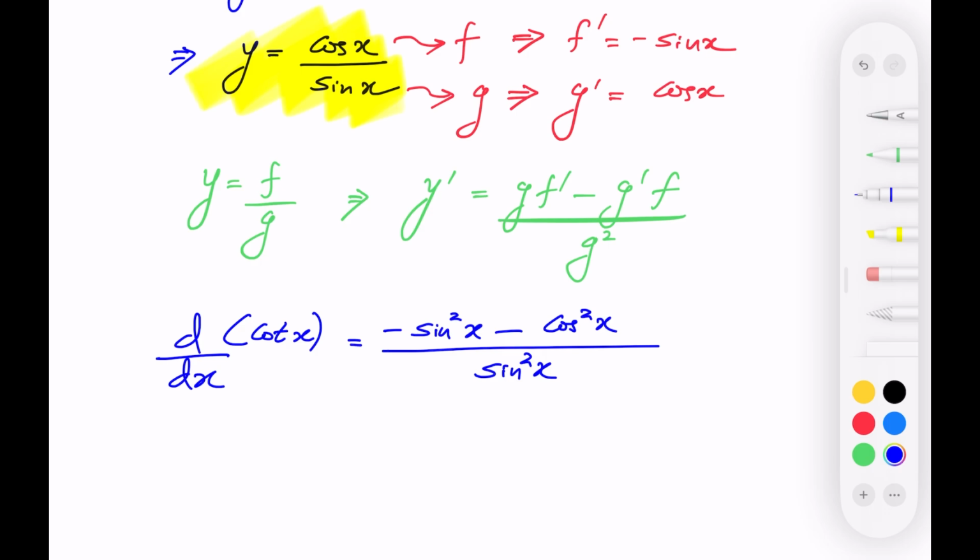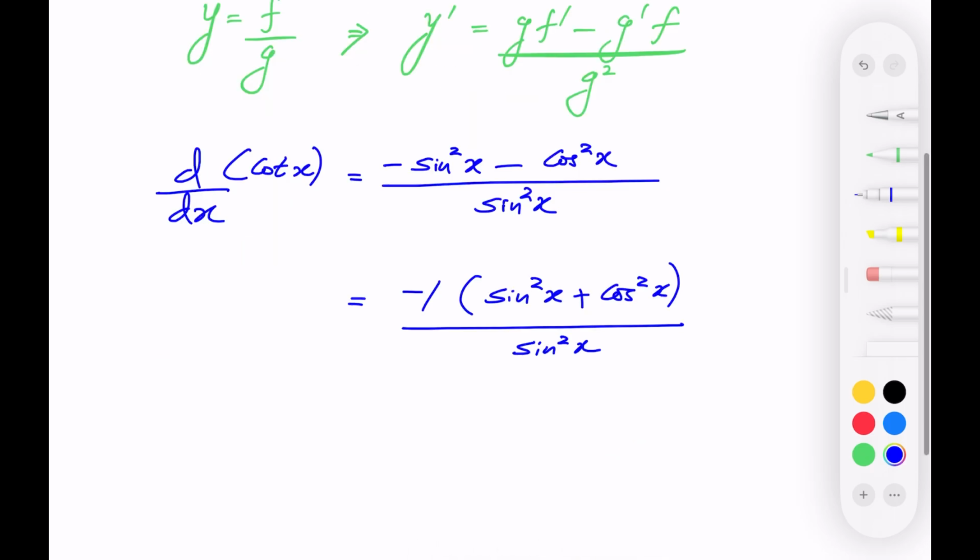Now we need to simplify this. You can see that from the numerator, a negative 1 can be factored out. Then inside the bracket, we will have sine squared x plus cosine squared x, all of that divided by sine squared x. We know from the Pythagorean identity of trig, sine squared x plus cosine squared x is equal to 1. Therefore, this derivative reduces to negative 1 over sine squared x.